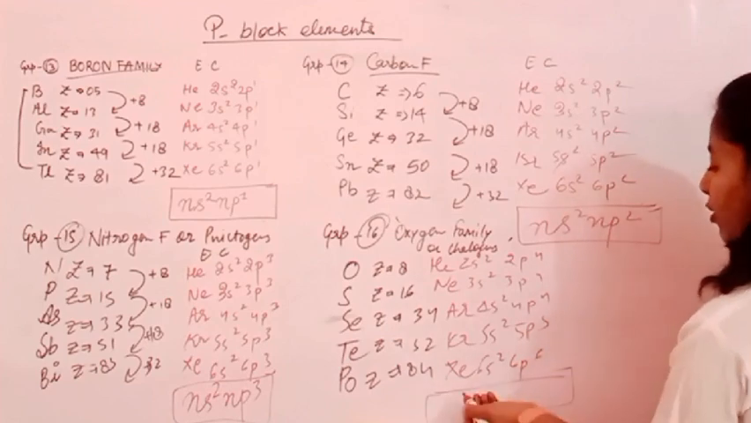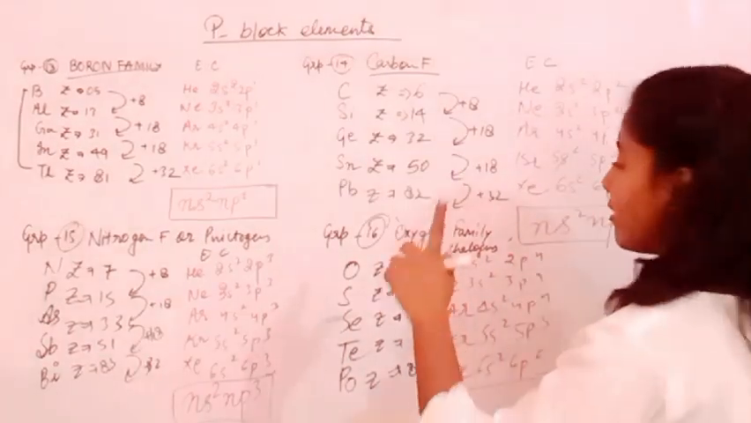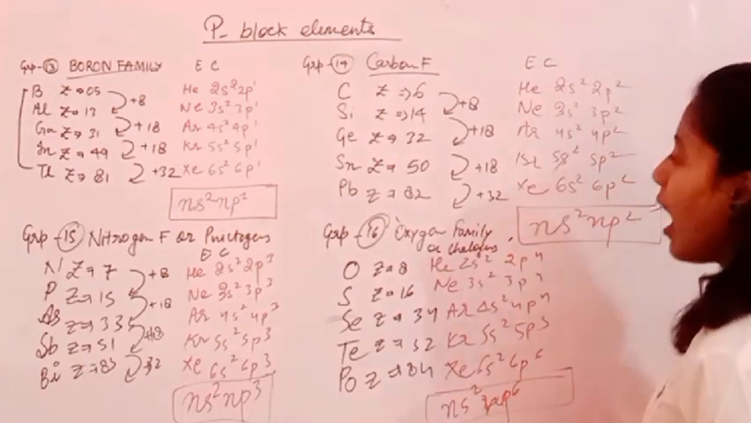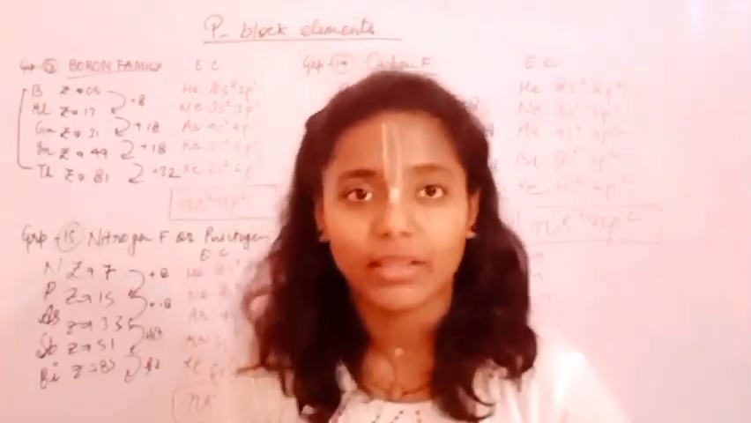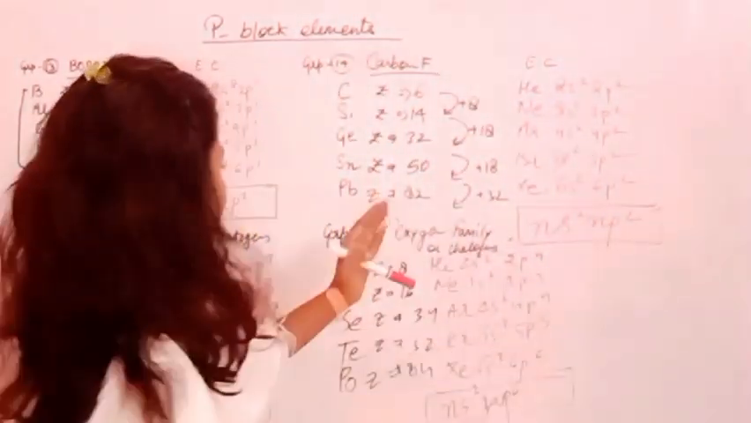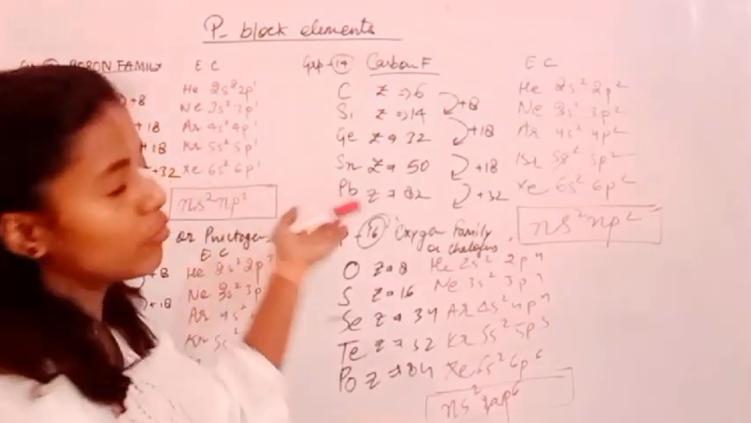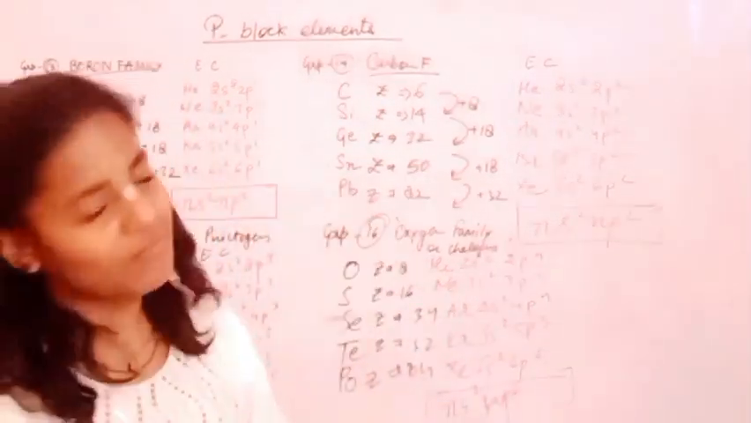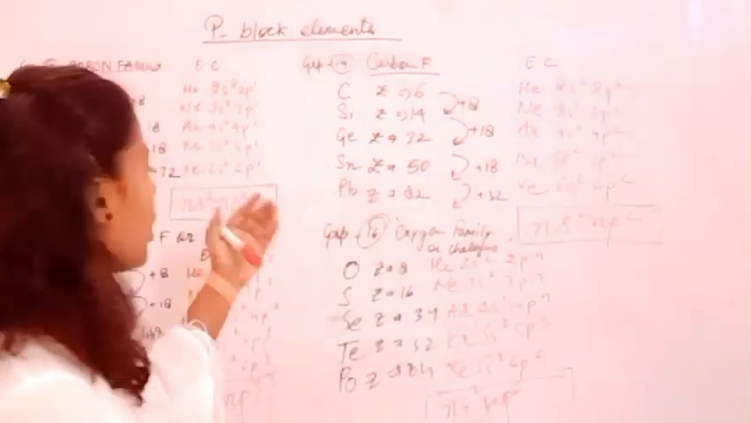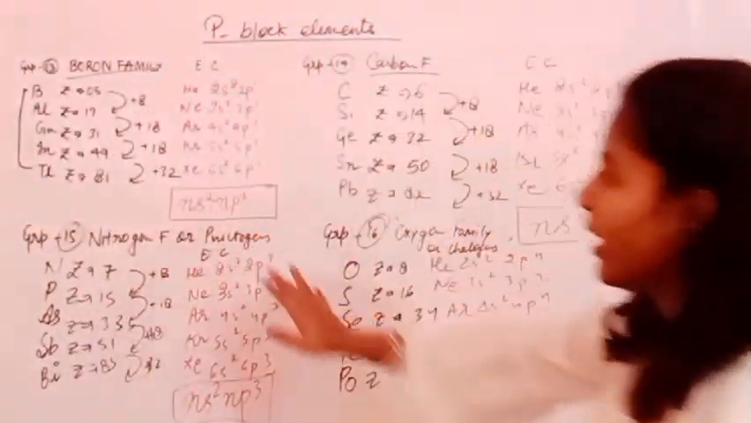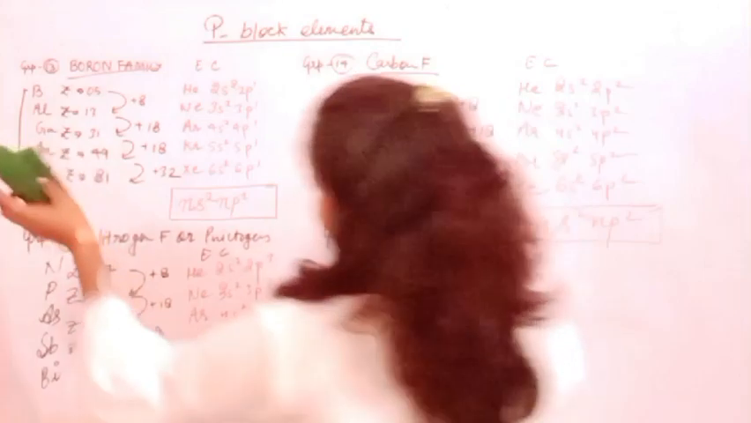So what is the common electronic configuration for your 16th group? It is ns2np4. I hope you are all clear with group number 13 to group number 16. Group number 13, boron, then carbon, then nitrogen, and then the oxygen family. Okay? Now let's jump to group number 17 and group number 18. Quickly. Okay? If you want to take the screenshot, you can take it, and then we will be moving ahead.